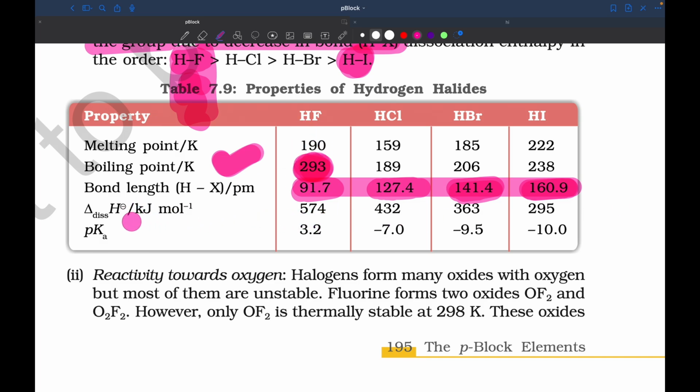The HF bond dissociation enthalpy, given in kilojoules per mole, is 574 kilojoules per mole, whereas HCl is 432, HBr is 363, whereas HI is 295 kilojoules per mole. So as the bond length increases, bond energy decreases. Here the pKa values are given. pKa value and bond dissociation energies are inversely related, you have to remember that.